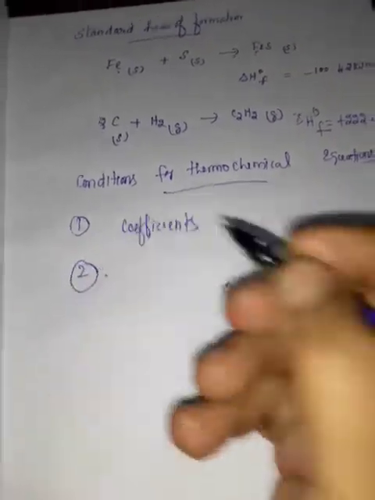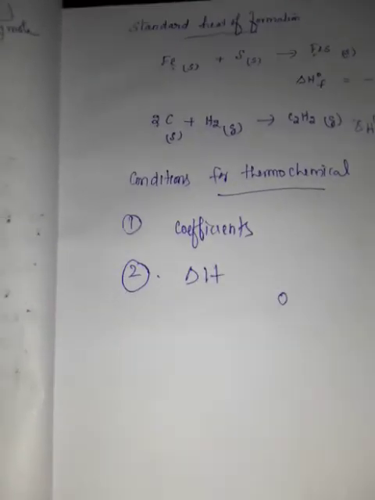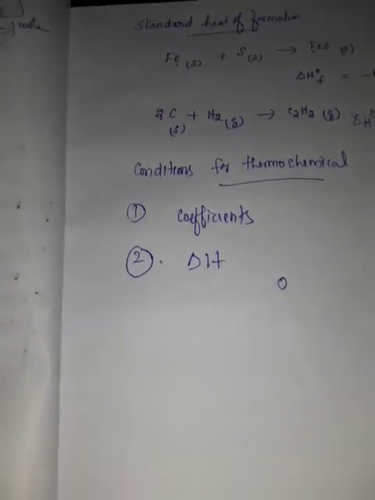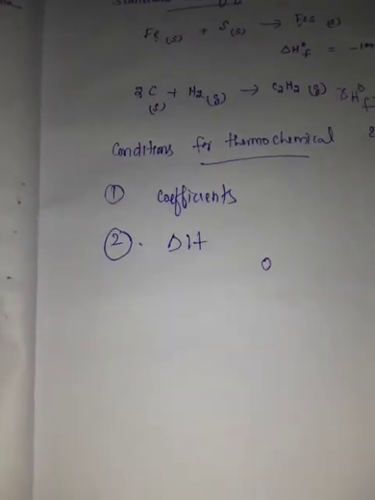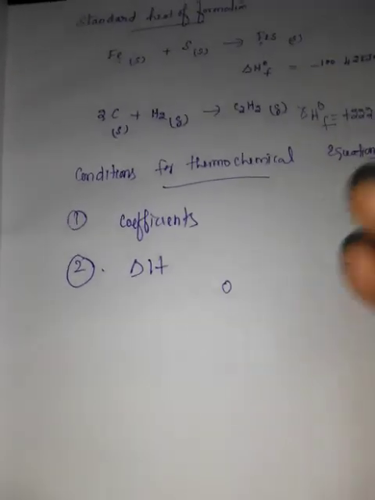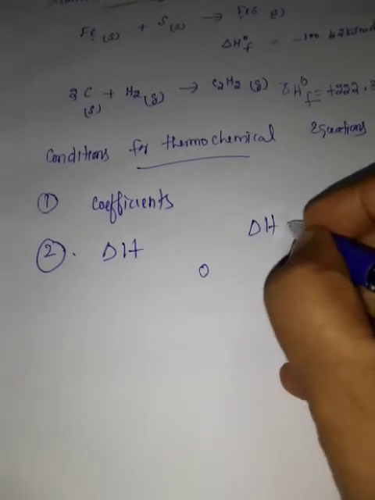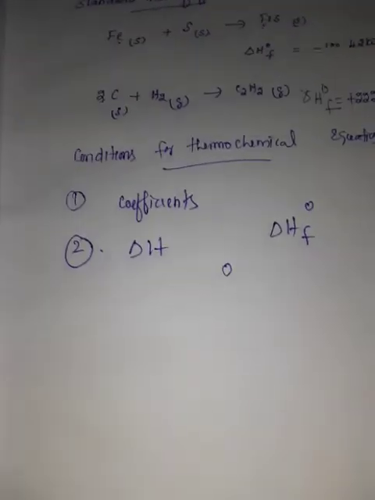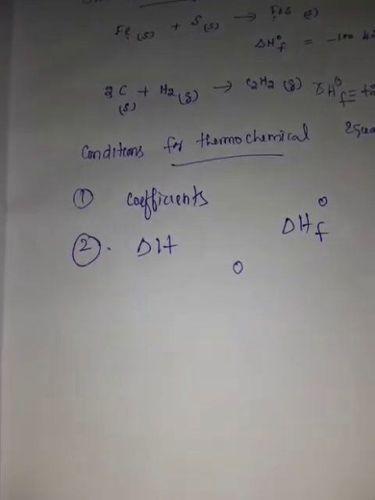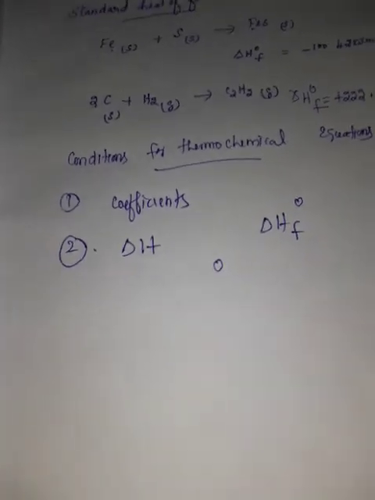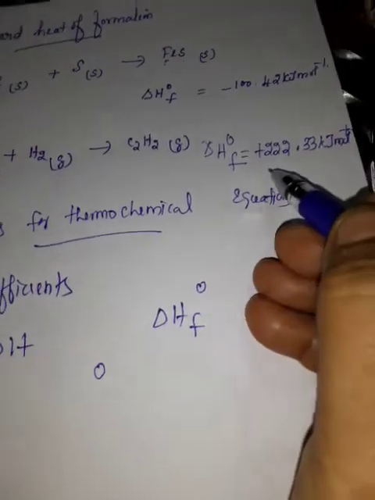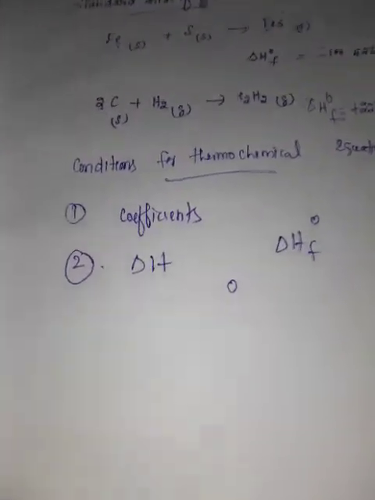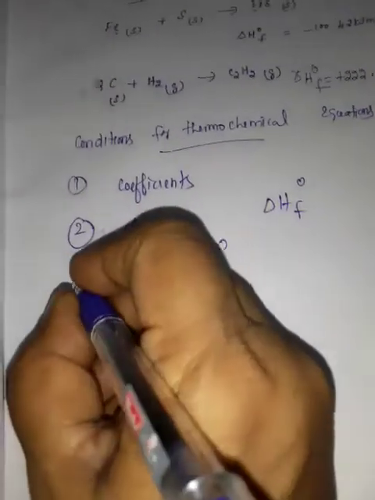Second point. The enthalpy change, that is delta H, should be specified with the appropriate sign and unit. For example, for formation we wrote delta H F, and for standard we wrote a superscript like this. It should be specified with a sign and unit: minus or plus, plus means endo, minus means exo. All this should be mentioned.